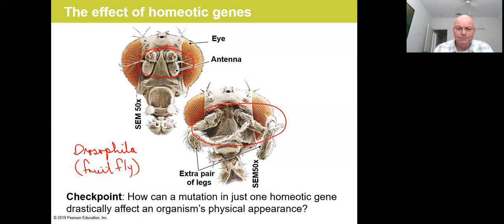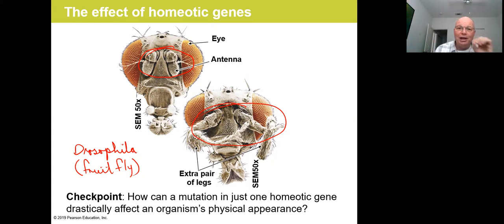of the legs. So when we look at this checkpoint question, how can a mutation in just one homeotic gene drastically affect an organism's physical appearance? The key here is, remember that the Hox genes, or the homeotic genes, are not controlling a single outcome. They're controlling hundreds of outcomes by controlling hundreds of genes that sit underneath them.